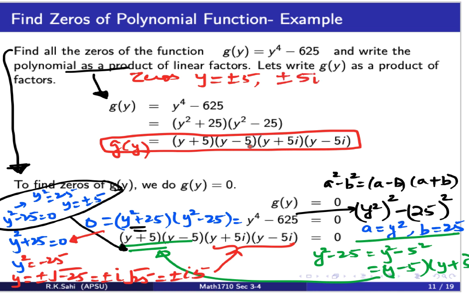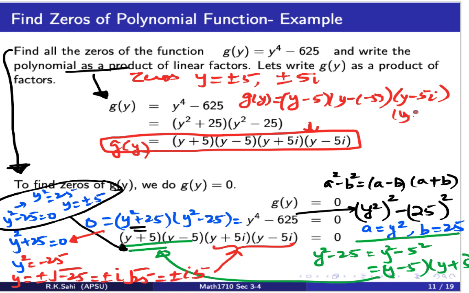Now to write this polynomial, I'm talking about the polynomial of linear factors. That means I will write this as g of y equals, remember the variable is y. It does not matter if it's y, t, or x. It's a variable, guys. So it will be y minus 5, y minus of minus 5, y minus of 5i, and y minus of minus 5i.